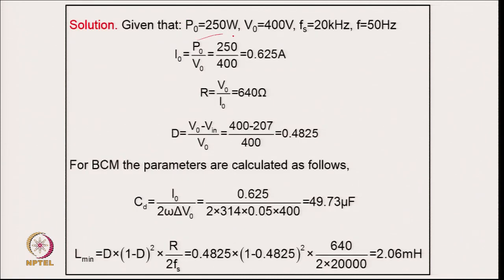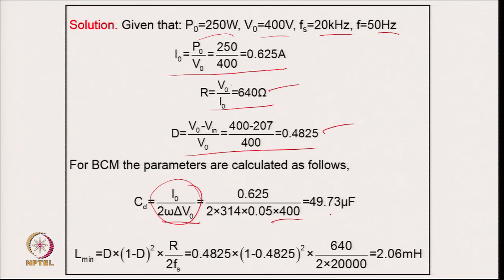So, from the given power of 250 watt, 400 volt, 20 kilohertz and 50 hertz frequency, we can find out the output load current and equivalent load resistance from V upon I 0, and then the duty cycle from input average voltage, and the capacitance value from output voltage ripple. It comes 49.73, and the minimum inductance from this relation comes 2.06 millihenry. We can select of course lesser than that for operating in DCM.